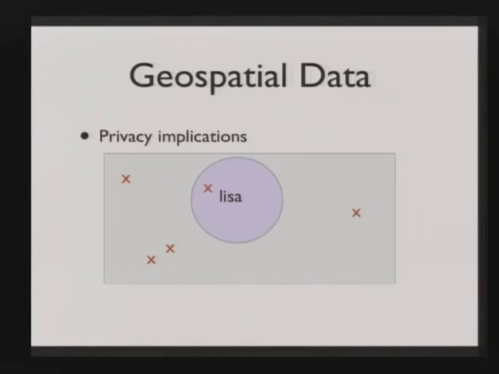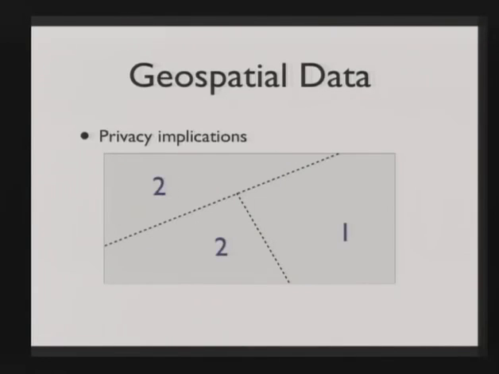So let's not do this. Let's think of another way to release this data set. Let's say, okay, I don't want to release the exact coordinates. Instead, I want to find a way to partition this data set in some manner. And then instead of releasing the exact coordinates, I'm going to release aggregate counts. So instead of releasing these X's here, I'm just going to release numbers.